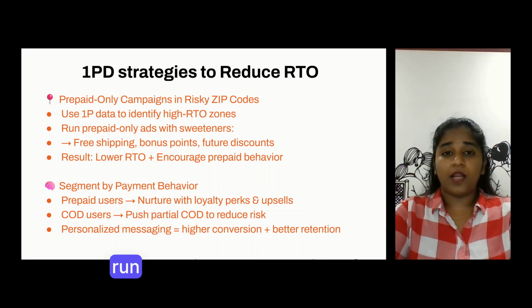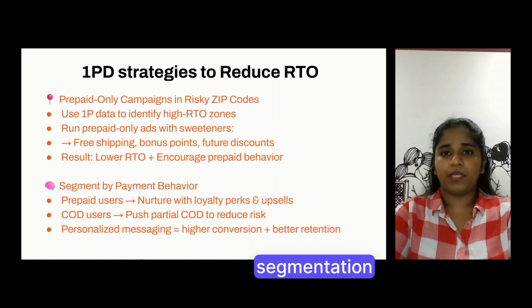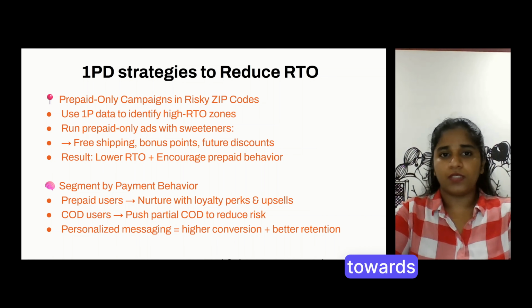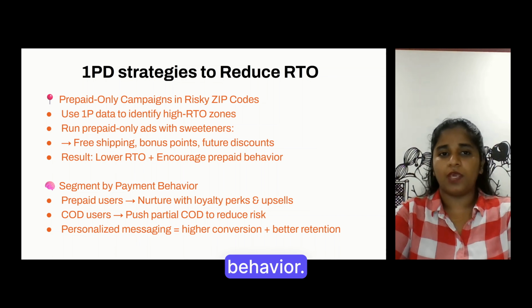And third, run prepaid only campaigns for risky zones. This is where geo level segmentation comes in. Use first party data to identify zip codes with high RTO rates. Then run prepaid only campaigns in those areas. And to sweeten the deal, offer prepaid incentives like free shipping, bonus points, future discounts. This reduces RTO in the zones and starts shifting behavior towards prepaid. You're not just reacting, you're actively reshaping customer behavior.